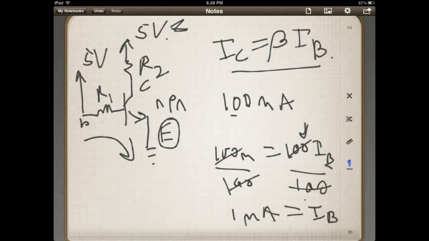Sorry, guys. Still trying to draw with one of these styluses, and these things are interesting, especially if you're trying to move quick. 100 milliamps equals our IB.